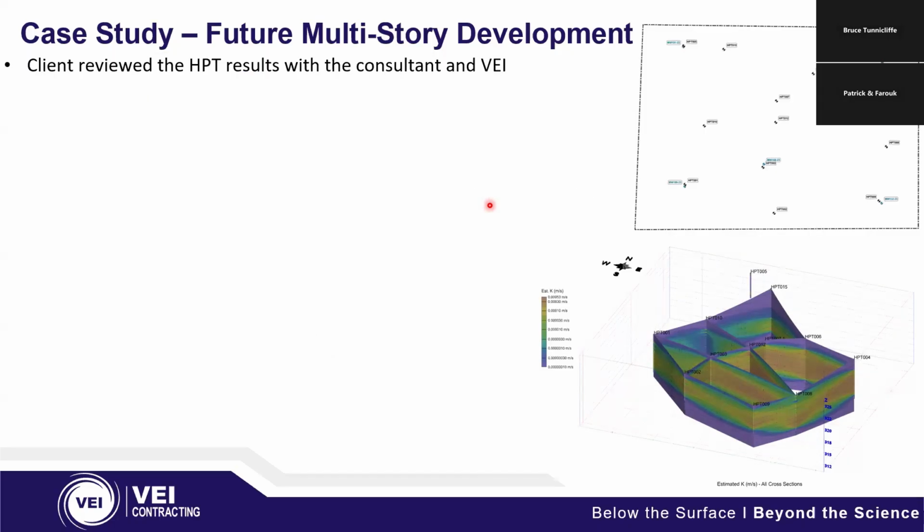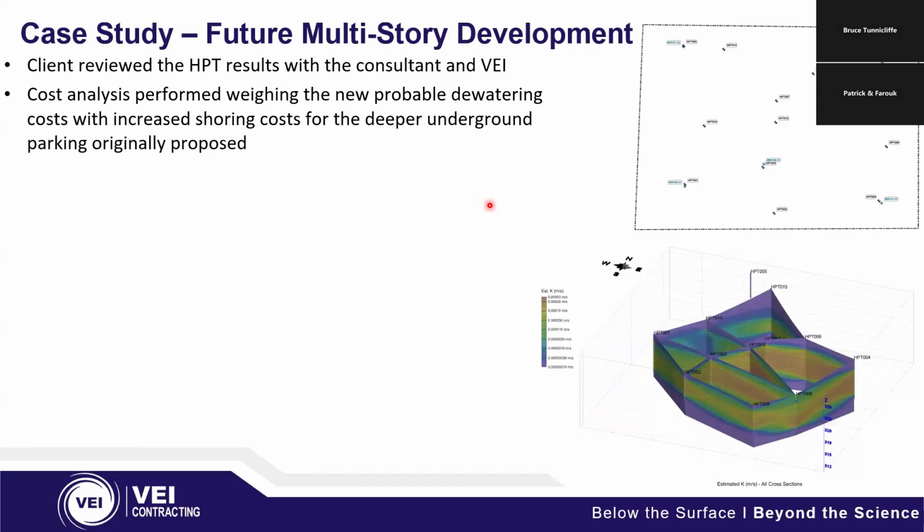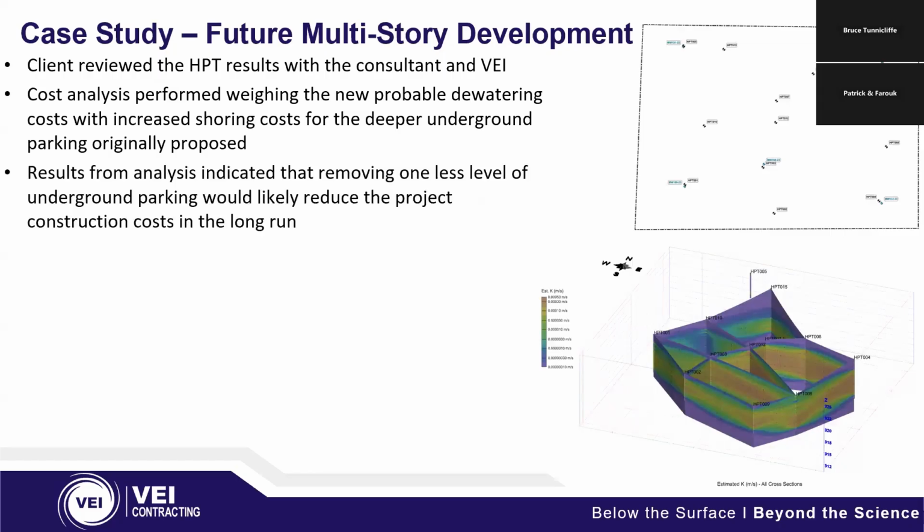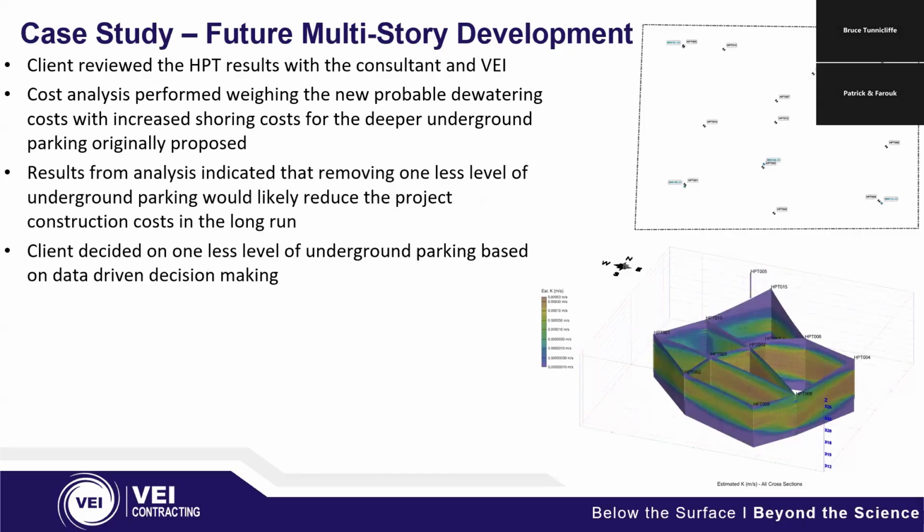So what happened? Between the client, the consultant, and VEI, we all sat down and reviewed the results from everything. They did a quick cost analysis weighing the probable dewatering costs with the increased shoring needed to get that extra deeper underground parking that was originally proposed. The results indicated that removing one parking level would likely reduce construction costs in the long run. And so they decided it's probably best that we don't have that extra underground parking layer. And that was all based on informed, data-driven design.